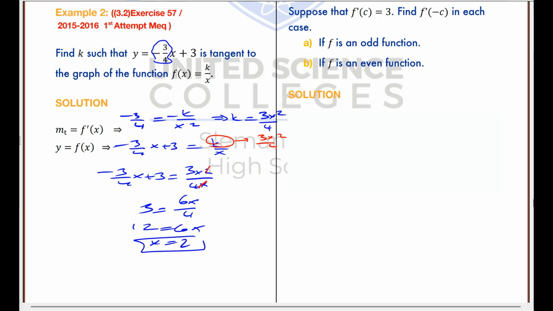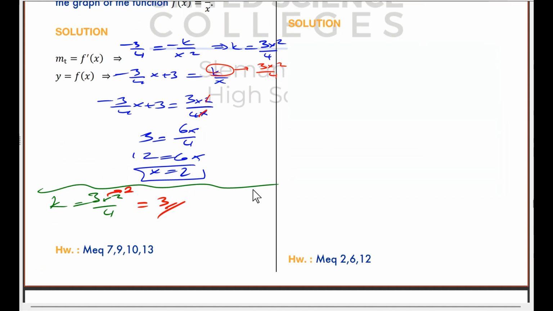This is not what I'm looking for. What I'm looking for is k. What was k? I isolated k as 3x squared over 4 in the beginning. Now in place of x, I will insert 2. So when you plug in 2 for x, 2 squared 4. 4 cancels, so k becomes 3. All right. So this is the first type of question you'll face as mystery question and an exercise question.